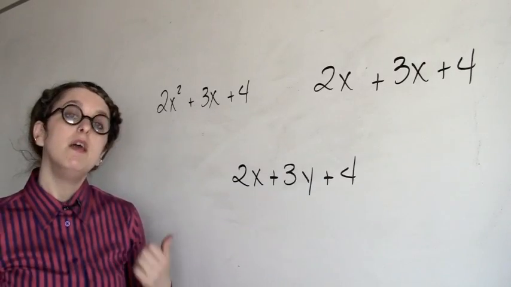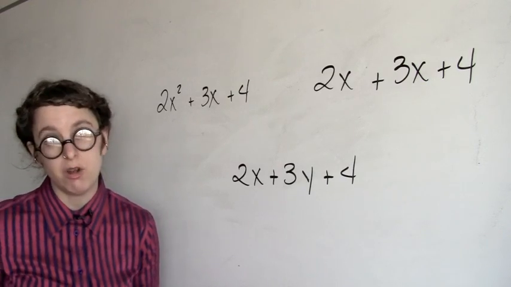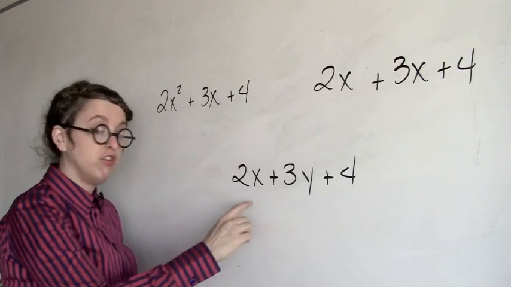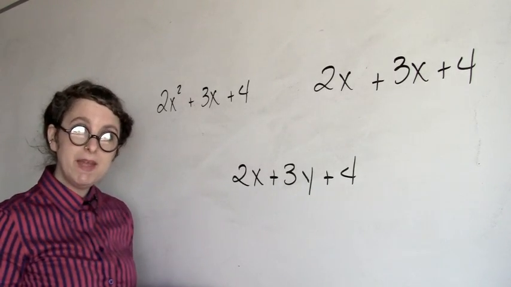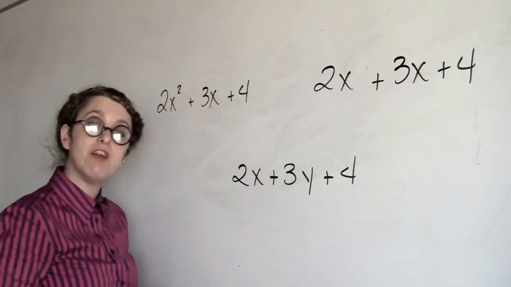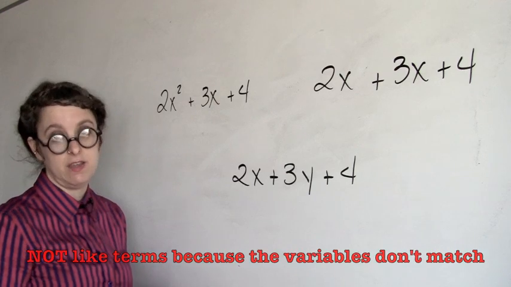Okay? Here's three expressions that I want to use to demonstrate what like terms look like and what they don't look like. Here we got an expression 2x plus 3y plus 4. We can't make this expression any smaller on account of these two letters do not match. Therefore, this expression is as simplified as it can get.